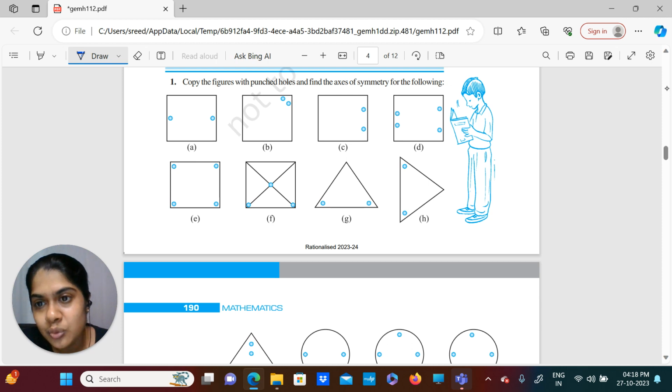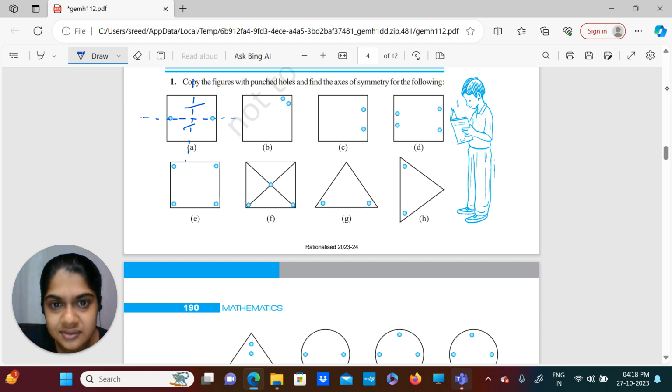Here you can have two lines of symmetry, right? Horizontal, correct? I can cut each hole into half, so the two halves will be identical, and I can draw a line of symmetry like this. Is it correct? No. We don't know whether it's a square or a rectangle.